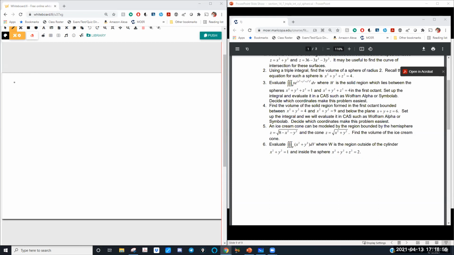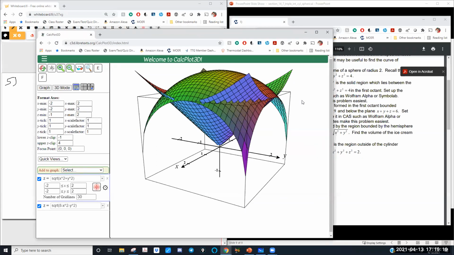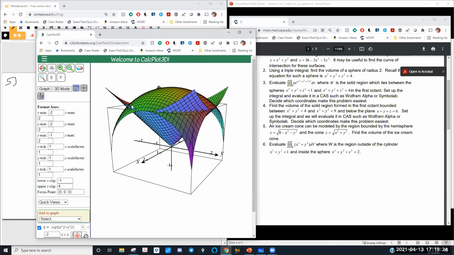Let's talk about this one. All right, an ice cream cone can be modeled by the region bounded by a hemisphere of square root of 8 minus x squared minus y squared, and the cone square root of x squared plus y squared. And we want to find the volume. So I've already plotted this one in CalcPlot3D. And all that's going to tell us is, hey, okay, here's a sphere on top. Here's a cone on bottom.